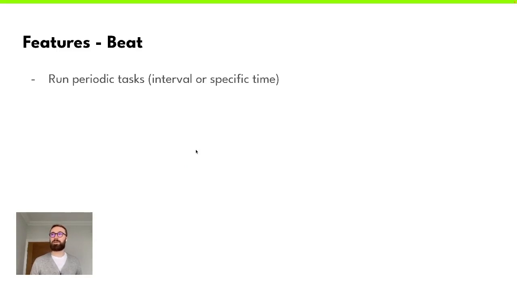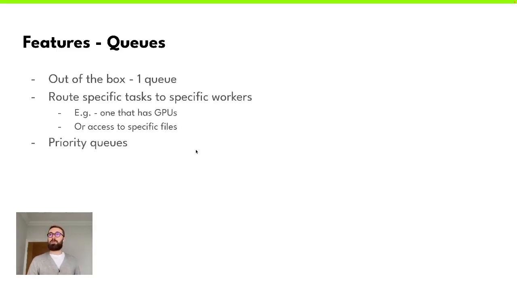Everything beat is doing is basically scheduling tasks to the queue, and you can keep the configuration either in a configuration file or in the database as well. Queues. Out of the box, Celery has just one queue, so all the tasks are put in the queue, and all the workers can pick them up. But you can create multiple queues, for example sub-queues, and you can route different tasks to different workers.